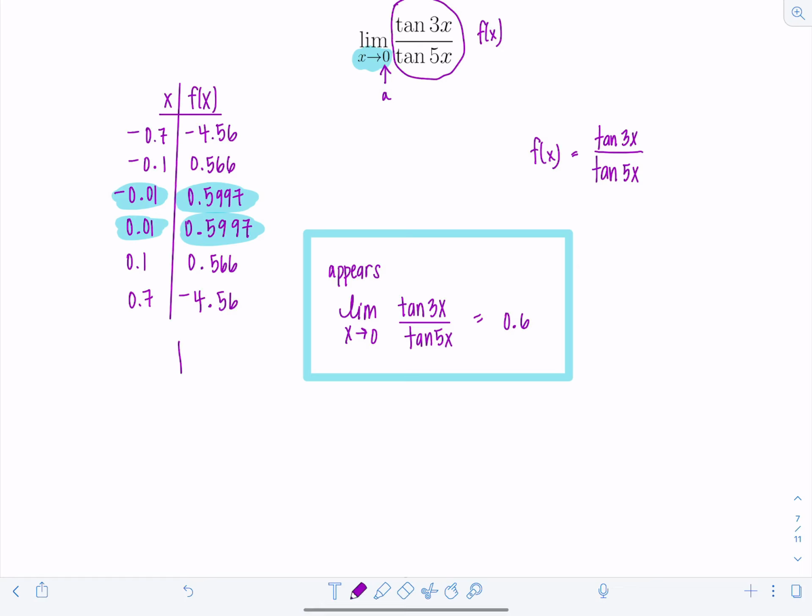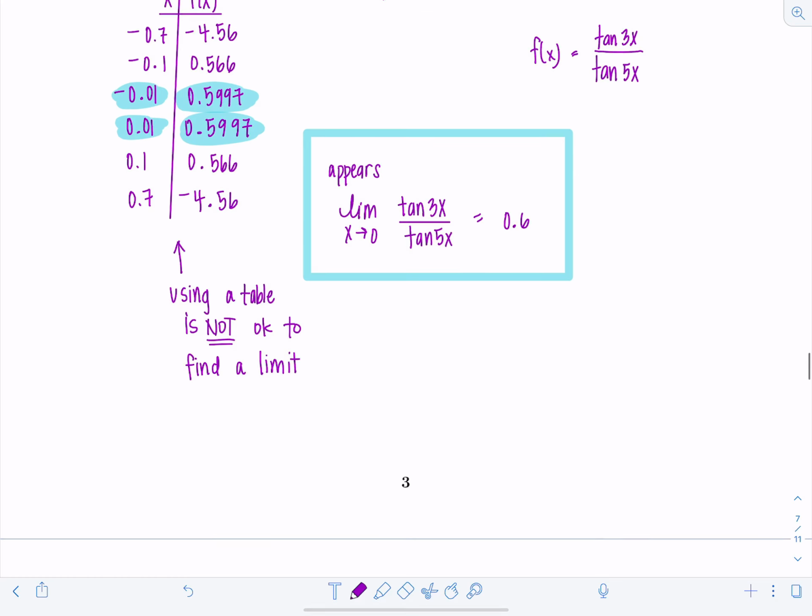Okay, so using a table is not okay to find a limit conclusively or with any certainty. It's just observing. On an exam, if the directions say do it, then you do it. But that will just be a homework exercise if you're one of my students.